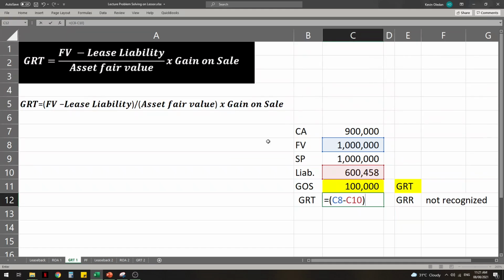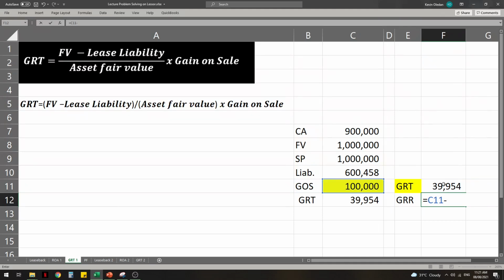That, again, to complete the formula, divide this by the fair value and let me encase this one in parenthesis kasi alam na, PEMDAS. Multiply it by the gain on sale of 100,000. I will get the portion of this gain on sale that relates to rights transferred only. This 39,000 is GRT. It is the only amount that is going to be recorded as a gain from this sale and leaseback. Their difference of 100,000 minus the GRT is called gain on rights retained. It is not recognized.